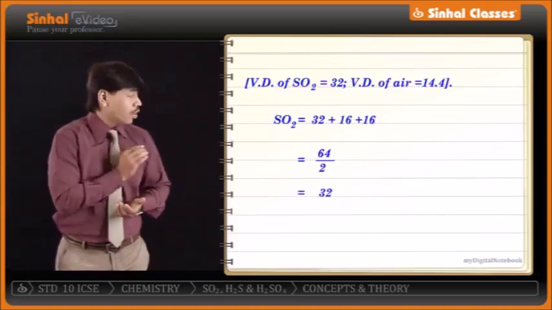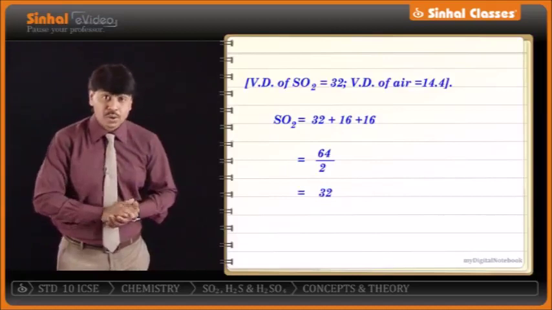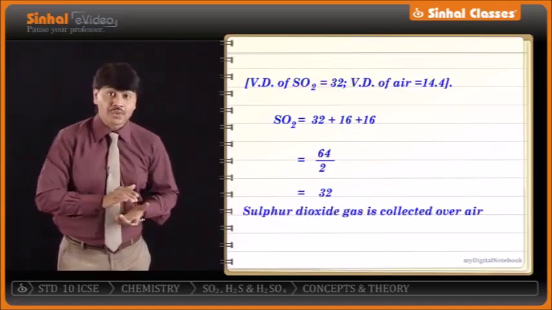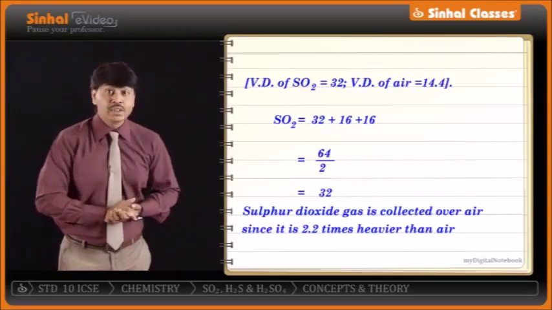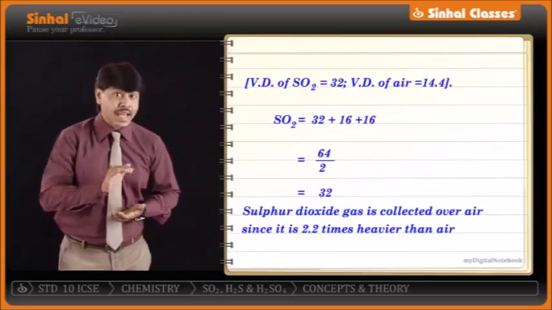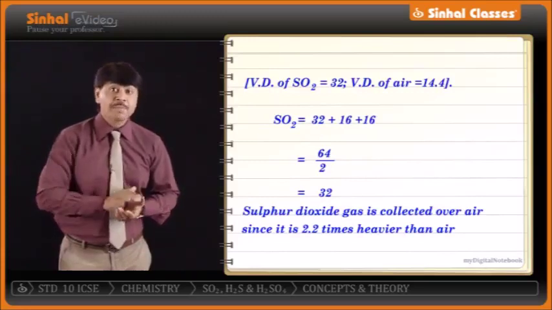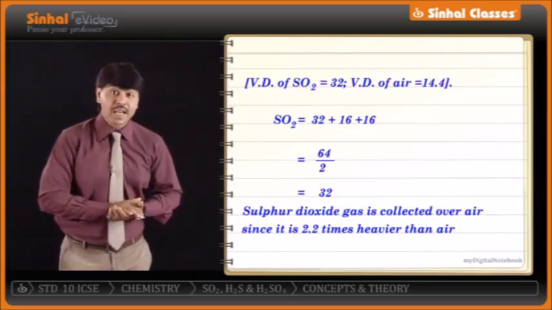So the vapor density of SO2 is 32, whereas air is 14.4. So it is approximately 2.2 times heavier than air. So collection will be by upward displacement of air.